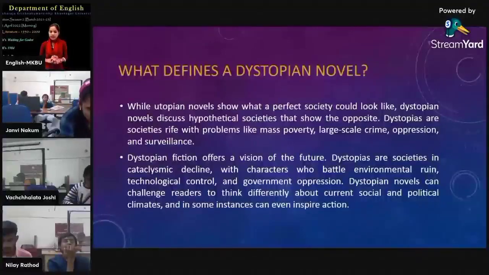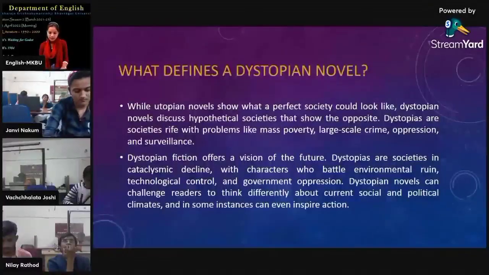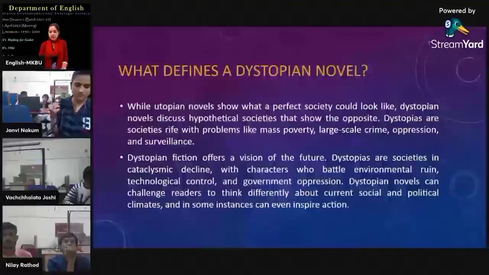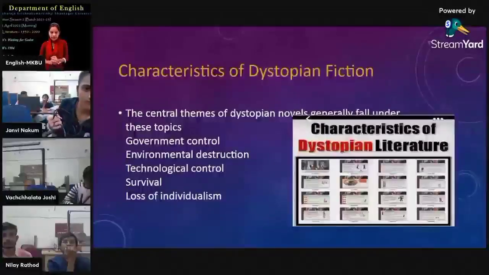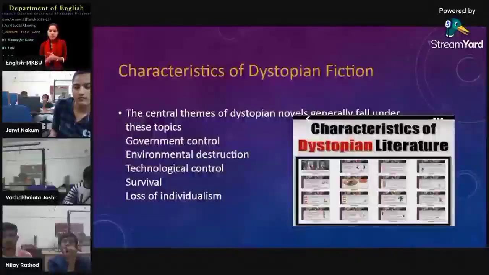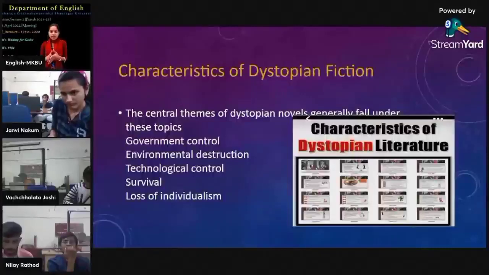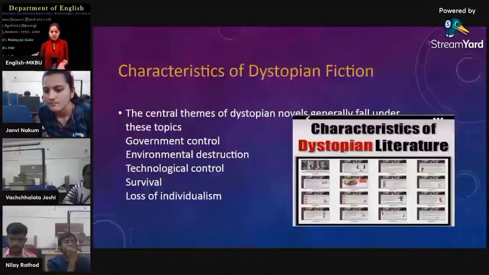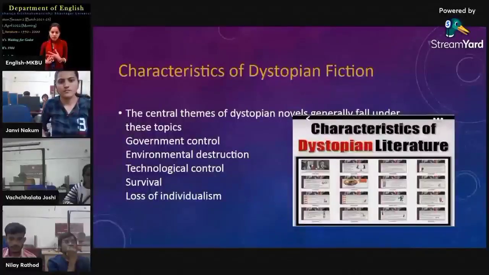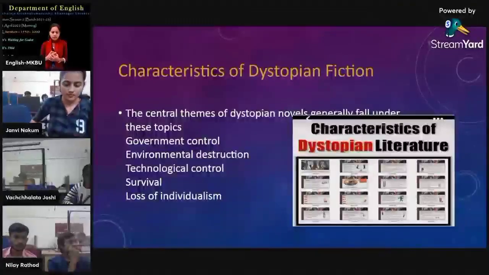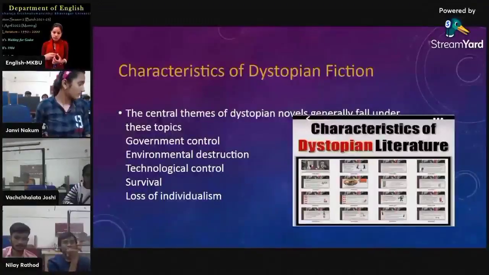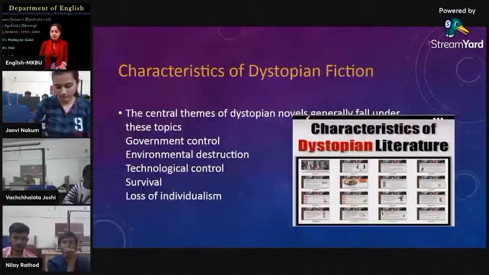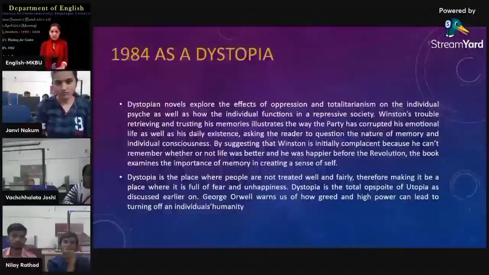Dystopian novels can challenge the reader to think differently about the current social and political climate, and in some instances can even inspire action. The characteristics of dystopian fiction and the central themes of the novel generally fall under this topic: first, government control, environmental destruction, technological control, survival, and loss of individualism. So now the topic has come.